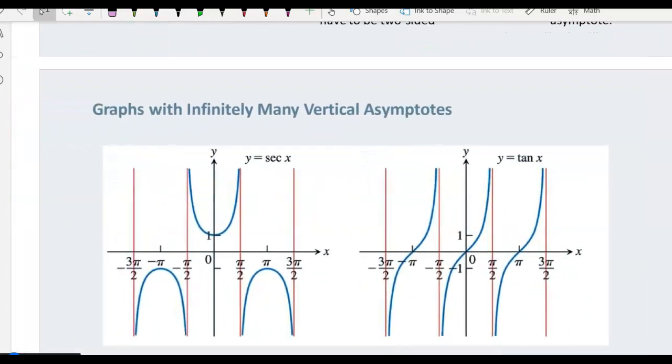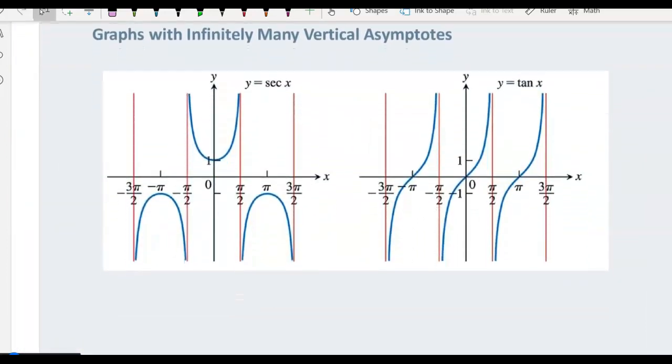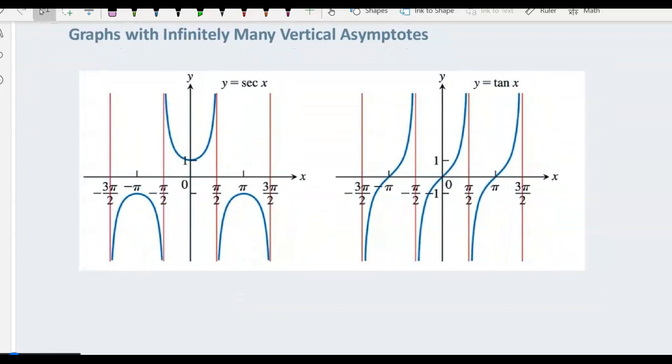And then final slide, we've talked about this a little bit already in class, but trig graphs are the best example of functions that have infinitely many asymptotes, vertical asymptotes in this case.